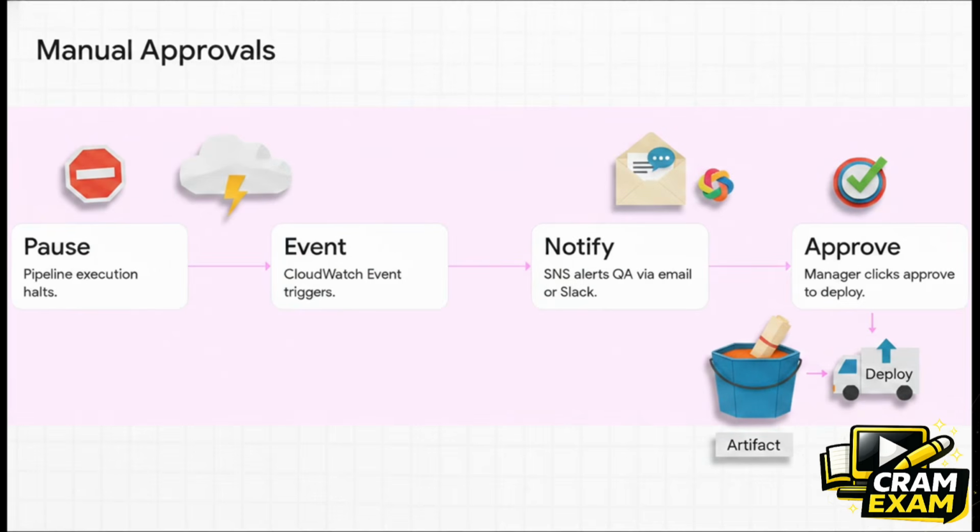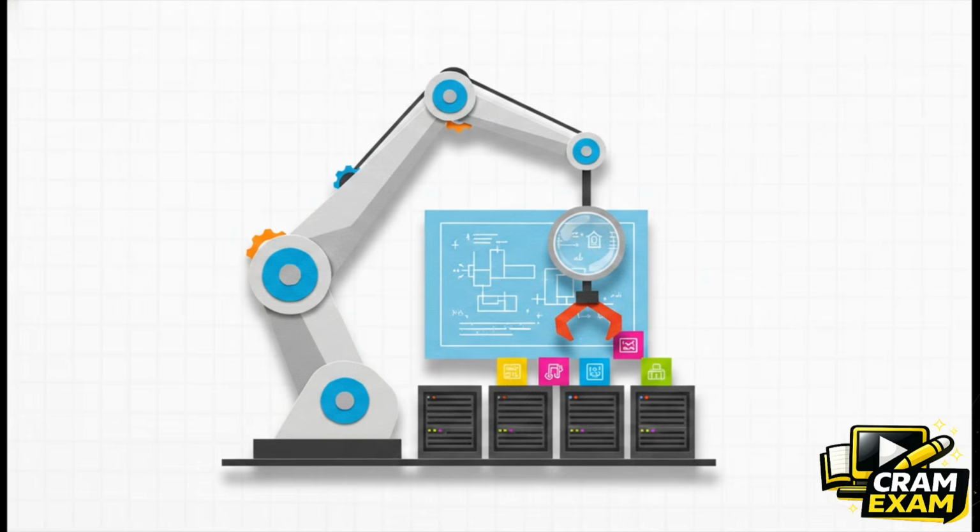Now here's where this gets interesting. You don't always want code to go straight to production just because it passed an automated test. You need a human checkpoint. In CodePipeline, you can easily add a manual approval stage. When the pipeline reaches this stage, it completely pauses execution. It triggers an AWS CloudWatch event, which fires an Amazon SNS notification directly to your QA manager's email or Slack channel. The code sits frozen. Only when a manager clicks approve does CodePipeline grab the artifact from Amazon S3 and move it to the final deploy stage. In the deploy stage, a service like AWS CodeDeploy takes over.